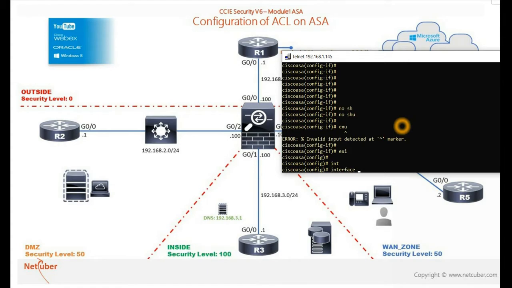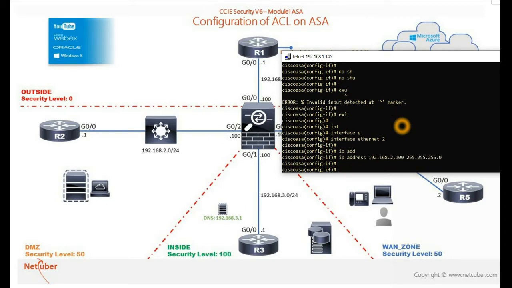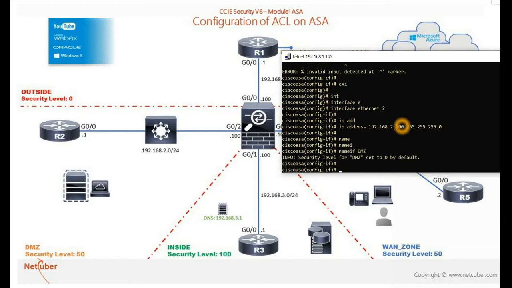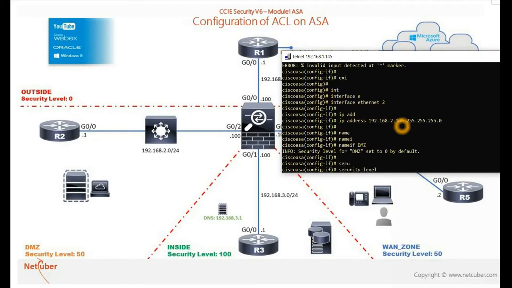Then let's configure the DMZ interface, which is Ethernet 2, IP address 192.168.2.100/24. Name of DMZ. So it has taken security level of 0. Only the inside interface will be assigned security level 100 by default. Everything else will be assigned 0. So according to our lab, we need to configure 50.